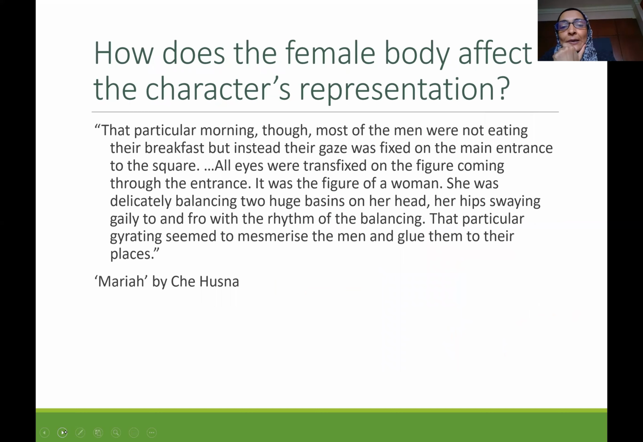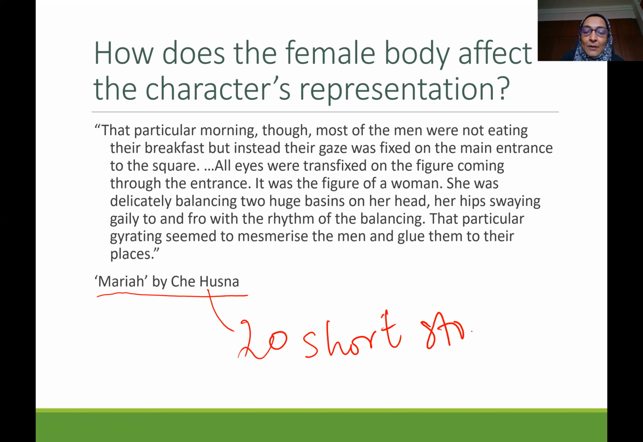This is the opening paragraph from a short story by the Malaysian writer Cik Husna Azahari. She's a professor of engineering from UKM. She retired a couple of years ago. So she's an engineer by profession, but she also writes prolifically in the canon of Malaysian literature in English, especially 20th century short stories. So she's a female writer.